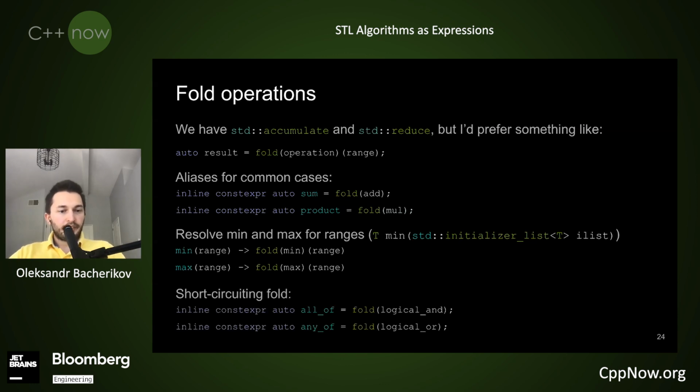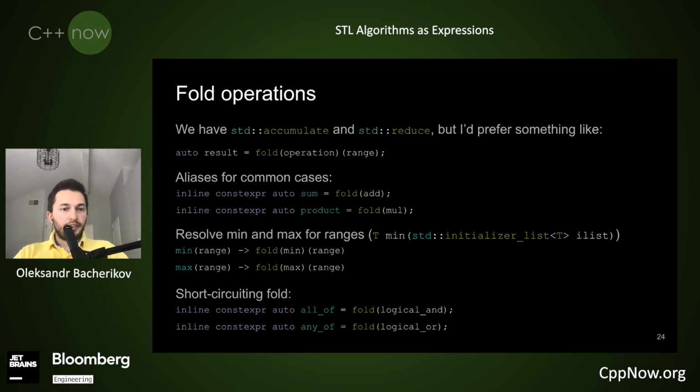There is also the special case of short circuit in fold, which could be implemented in a special way to be more optimal. But conceptually, things like all of is just a fold over logical AND, and any of is just a fold over logical OR.